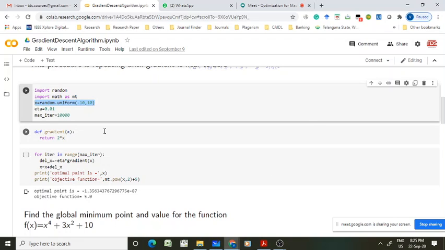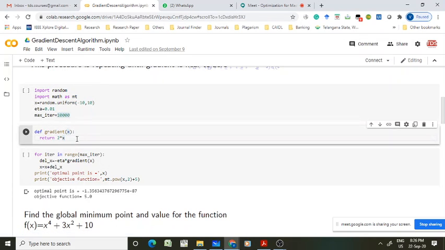So I am generating a random number between minus 10 and 10. That is the initial point for x, and eta equal to 0.01. That is called the learning rate. And the maximum number of iterations I am choosing as 10,000. I want to run the gradient descent algorithm for 10,000 iterations. Fine. So I think there is no issue with these five lines of code, right?